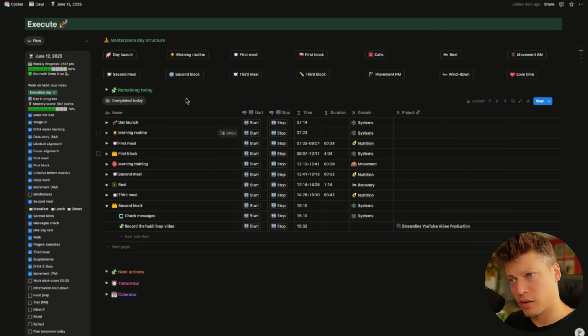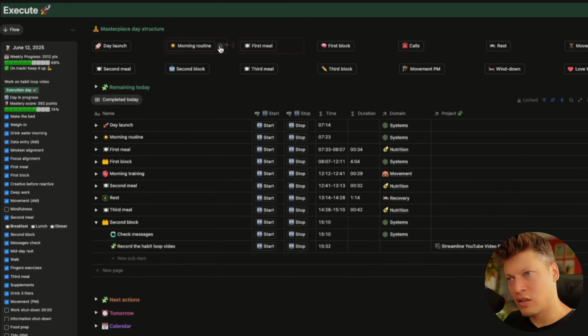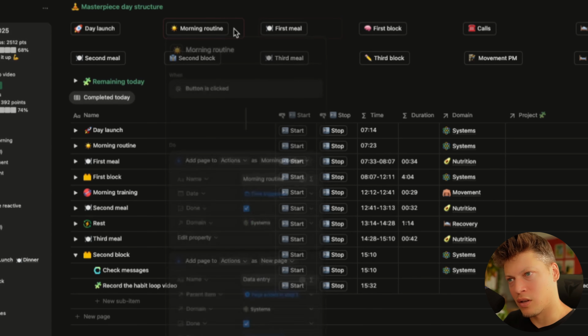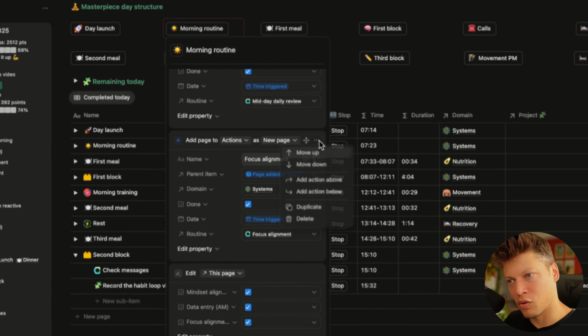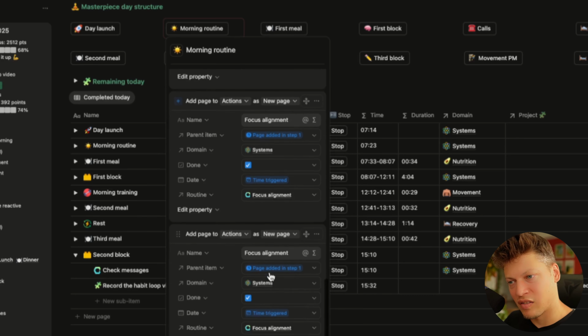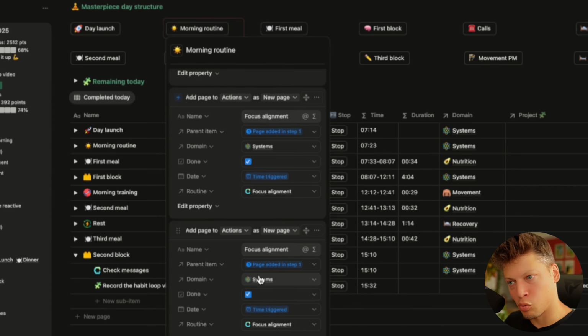Another concept that these buttons are perfect for is the whole idea of habit stacking, which is something you've probably heard about, where you tack on a new habit right after a habit that you already have established. In these routines, you can easily imagine that it would be perfect to simply add another habit right after, let's say, focus alignment in this case. So you simply duplicate the step, again reference another routine, and you're off to the races.